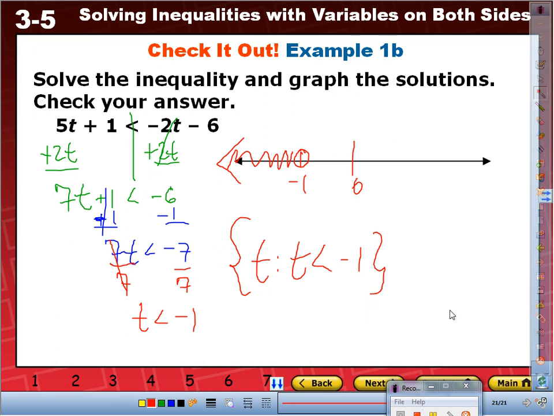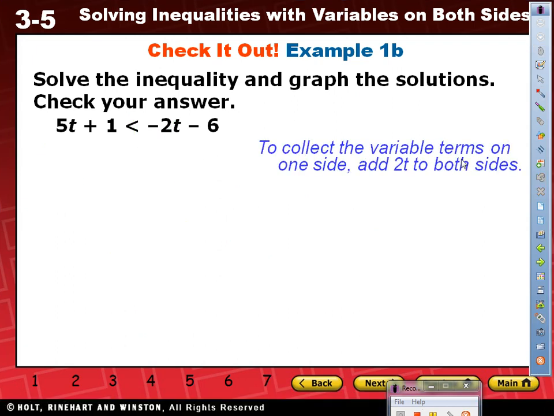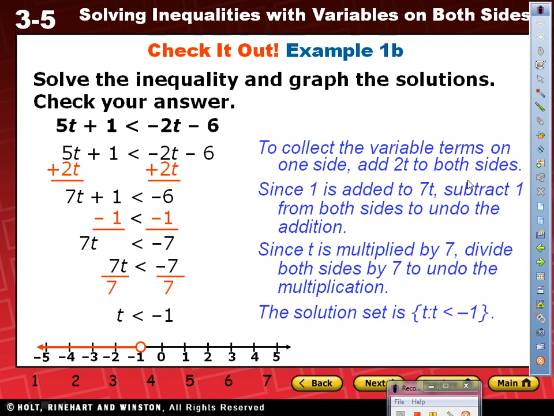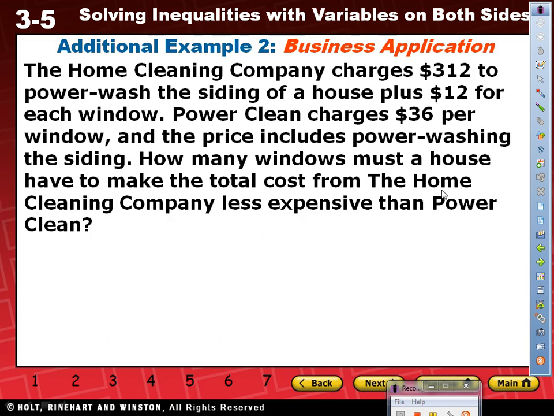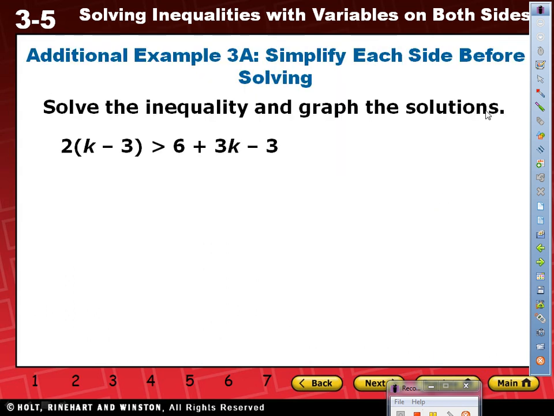Okay, now let's do another one. Copy this one down, please. Example 3A. It says, solve the inequality and graph the solutions. 2 times k minus 3 greater than 6 plus 3k minus 3. Copy that, please, and then we'll do that together.